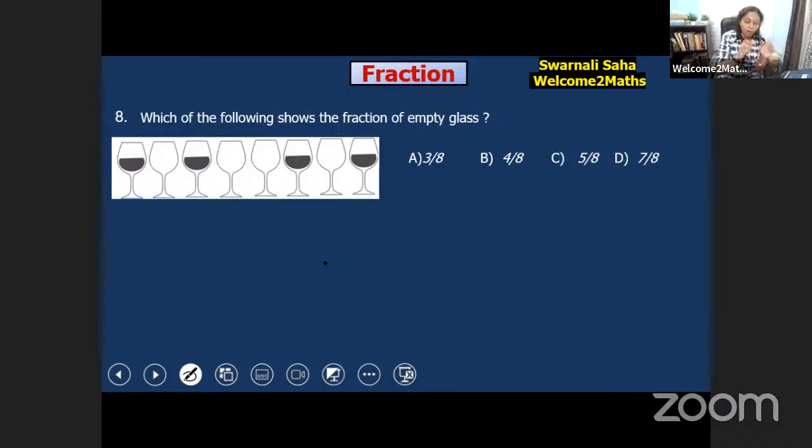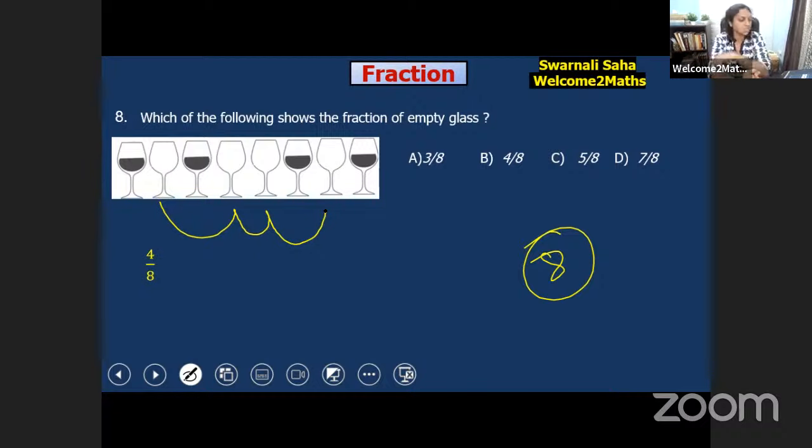What we have to do is just count how many glasses we have and then count the empty glasses, and we can find out the fraction. Okay, so let's see how many glasses there are. 1, 2, 3, 4, 5, 6, 7, 8. So there are 8 glasses here. And empty glasses would be 1, 2, 3, 4. So empty glasses are 4. That means what is the fraction? It is 4 by 8. So the fraction of empty glass would be 4 by 8.